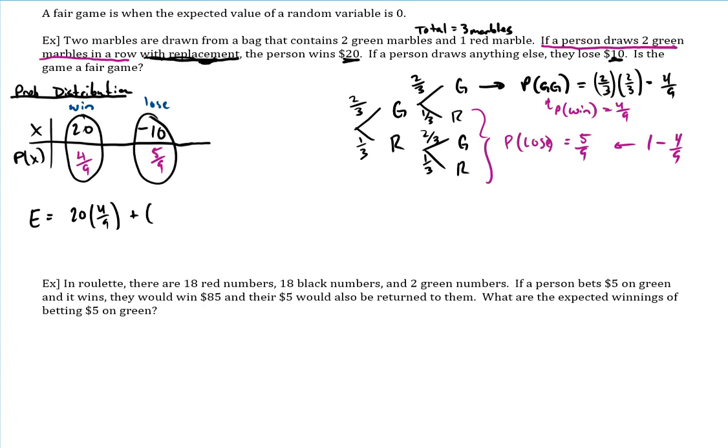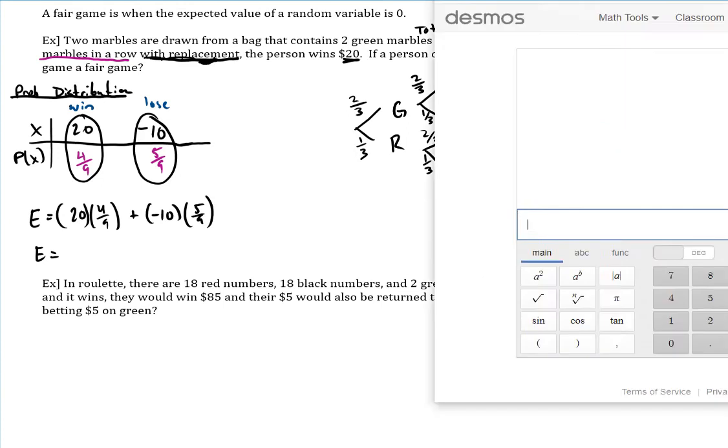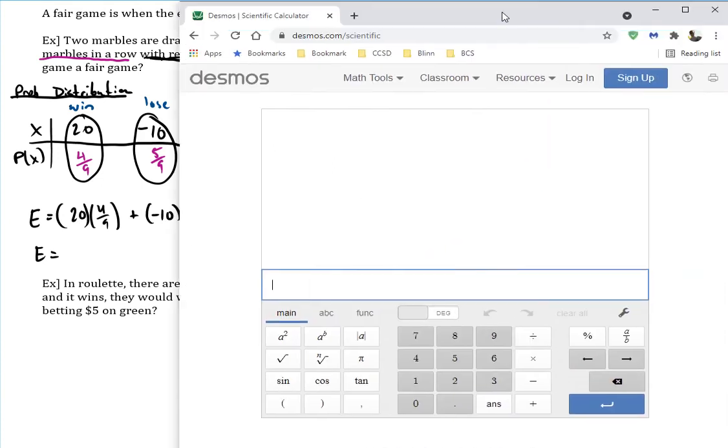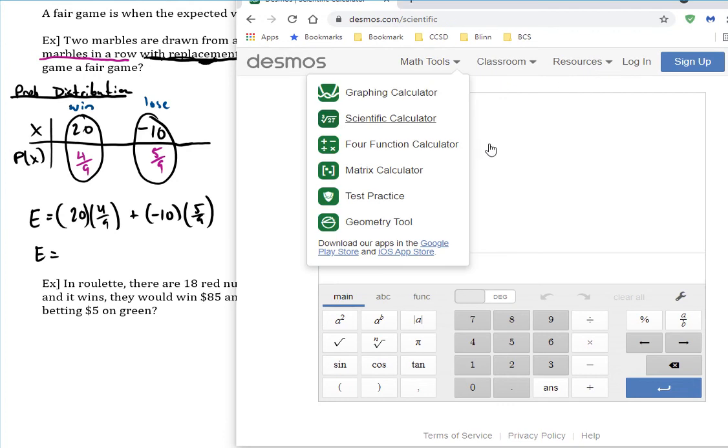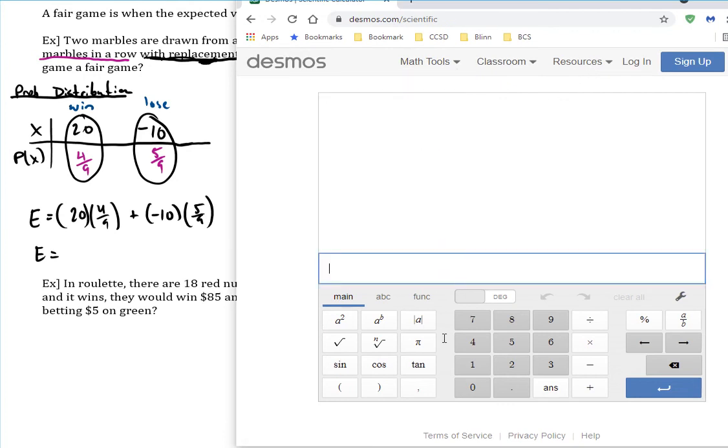And then we'll add those ones multiplied together. So the negative 10 times 5/9. Okay, and then at this point, we'd probably use a calculator to get all of this down. Okay, so I've got Desmos open. So that's what I usually use. I just use the scientific calculator.